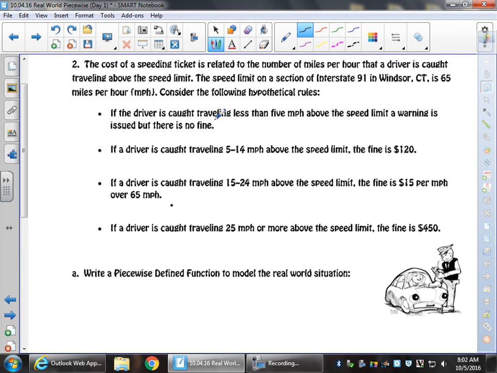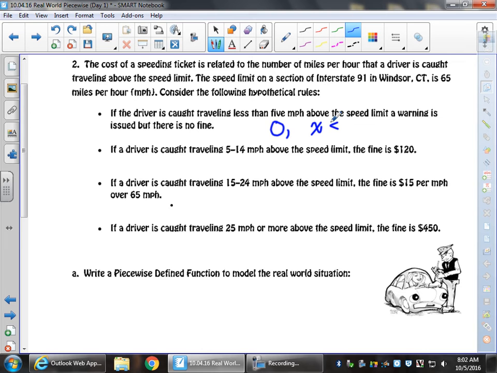If the driver is caught traveling less than 5 miles per hour above the speed limit, a warning is issued, but there is no fine. So what would that piece look like, and what would the restriction be? Constant at what? 0. So 0, and then when is it 0? What do I write? Less than 5.